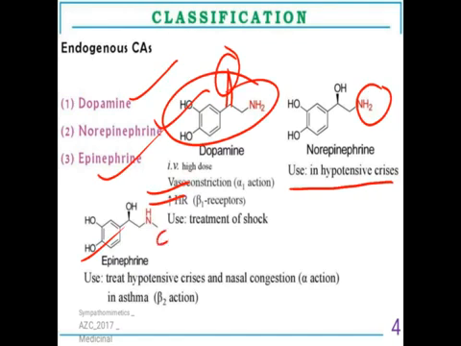Then epinephrine, where CH3 is there, so it is more active towards beta 2, or it has similar activity against alpha as well as beta. So it is useful in the treatment of hypotensive crisis as well as nasal congestion due to the alpha agonist activity. And we know beta 2 causes bronchodilation. So in case of asthma, beta 2 drugs can be used. Similarly, epinephrine can be used in the treatment of asthma as a bronchodilator due to its activity on the beta 2 receptor.